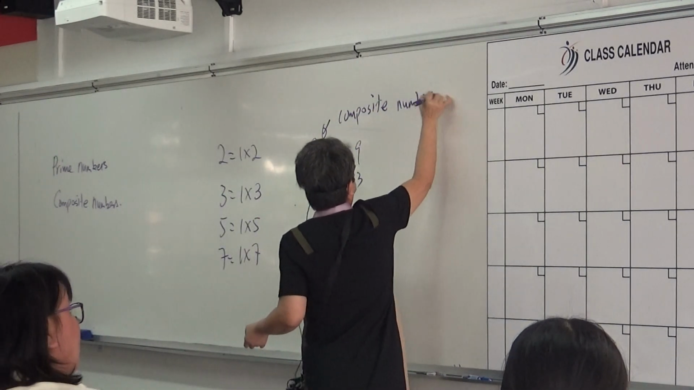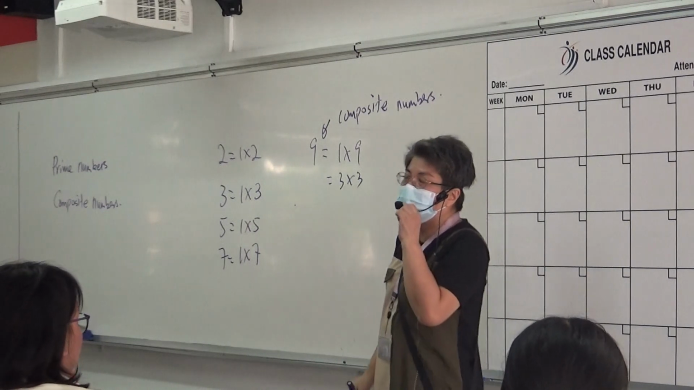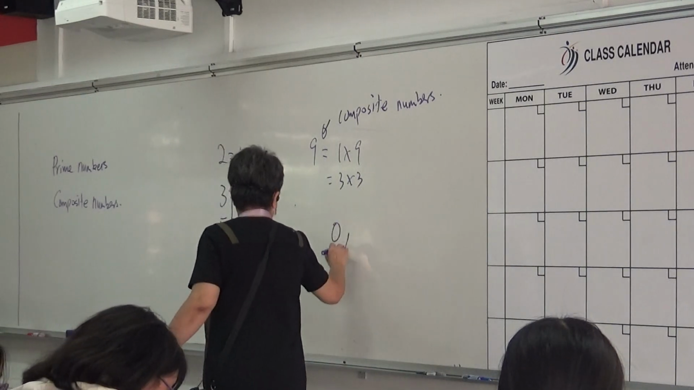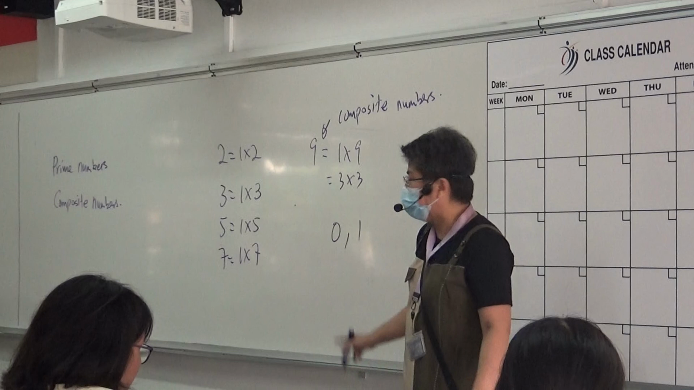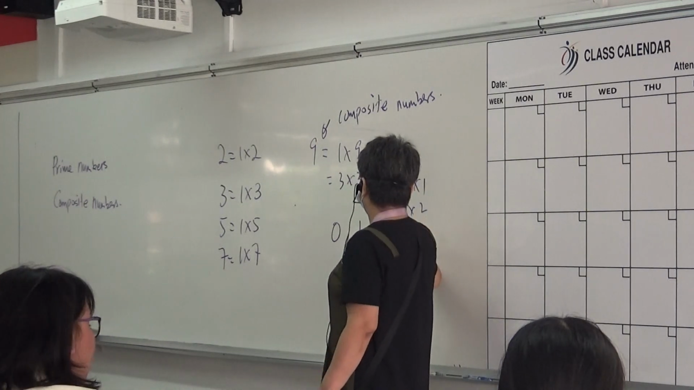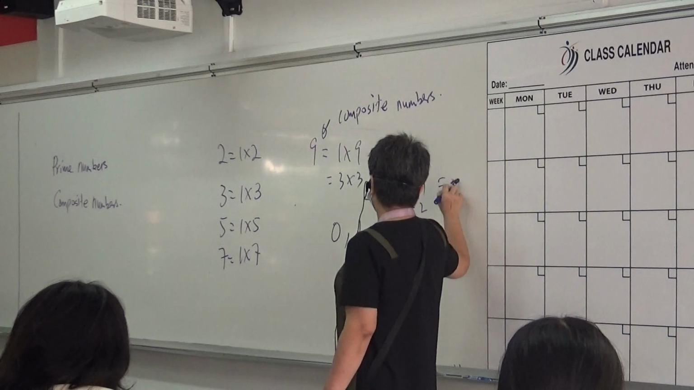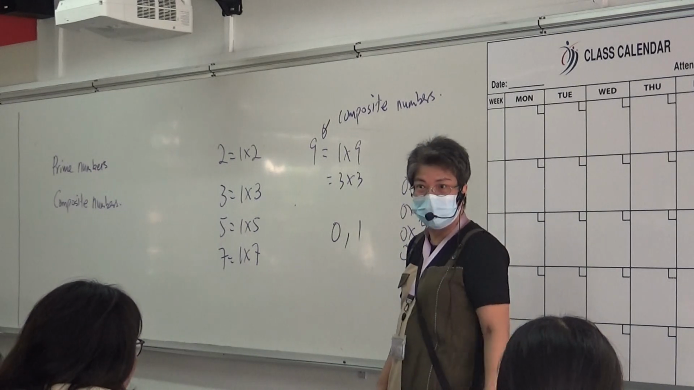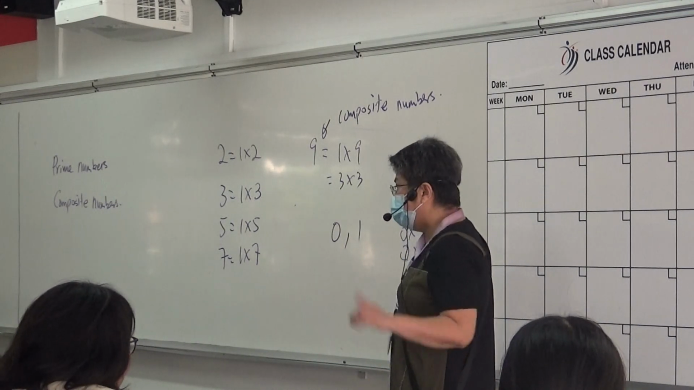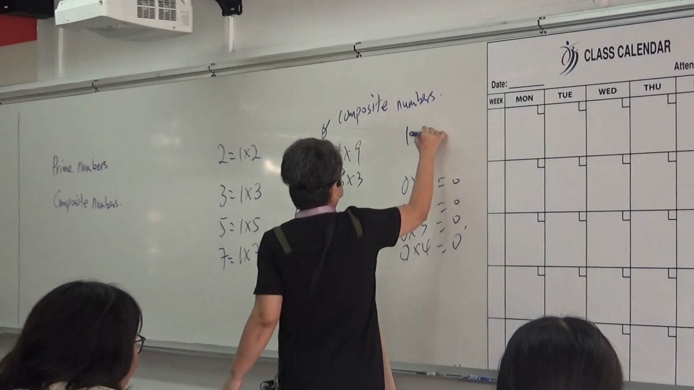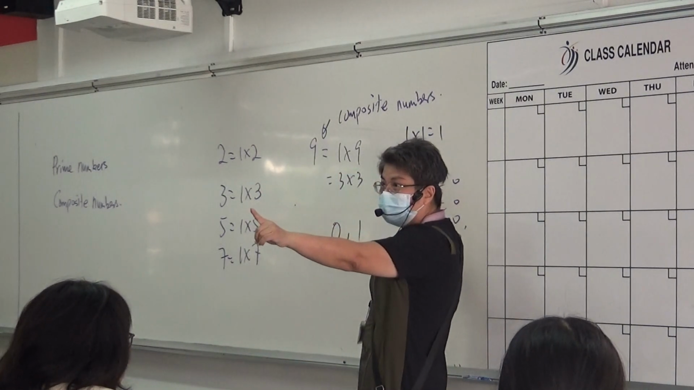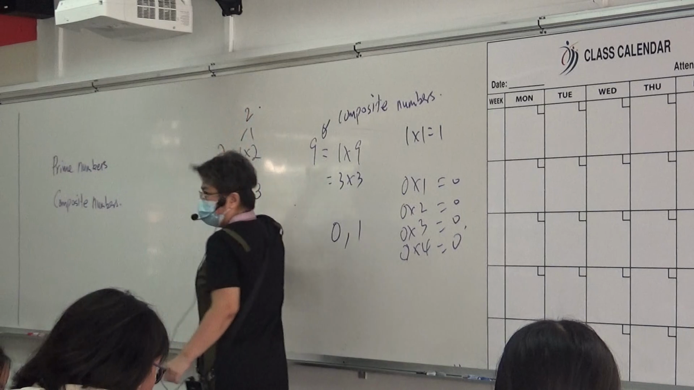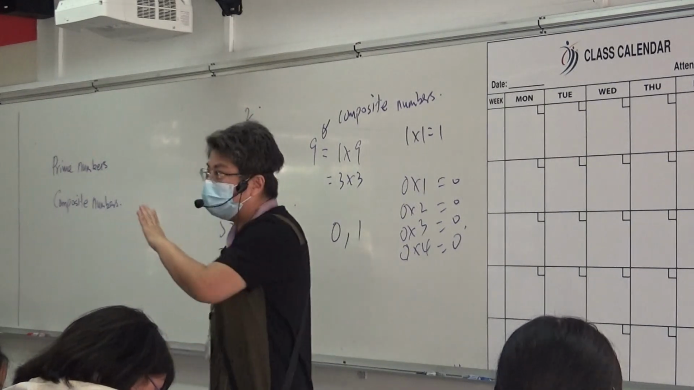composite numbers. Now, does it mean that those that are not prime will be composite? No. The exceptions are 0 and 1. Why? 0 has a lot of factors, because 0 times a lot of things is 0. Do you agree 0 has a lot of factors? So it's not counted. Understand? 1 is also not counted because 1 has only one factor, which is 1. For it to be a prime, it must have how many factors? You get what I mean? That's why 0 and 1 are not counted.